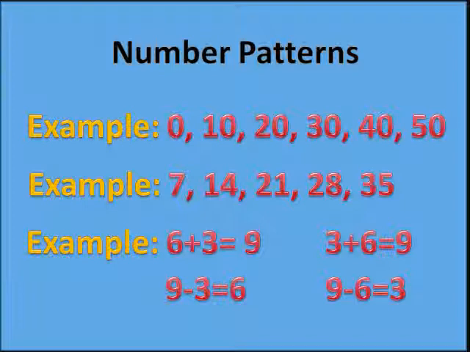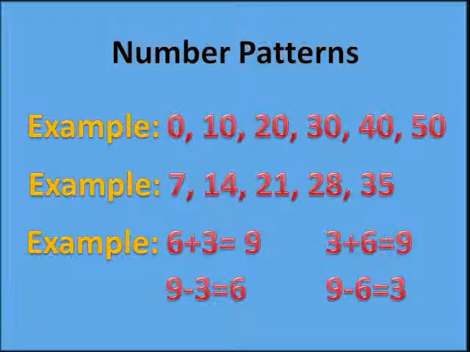The first example is counting up by 10 each time. It's showing you that when you add 10 to the previous number, you're going to get 10 more than the number before it. A number pattern does not always have to start out with 0. Like in the second example, I started off with 7, and from there you add 7 to that number to get the next answer. 7 plus 7 is 14. 14 plus 7 is 21. 21 plus 7 is 28. And 28 plus 7 is 35.